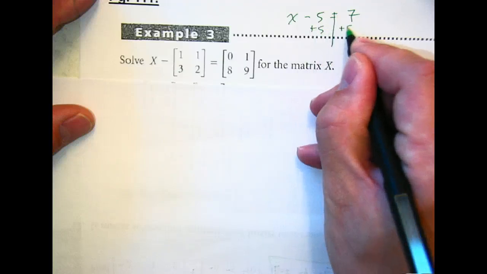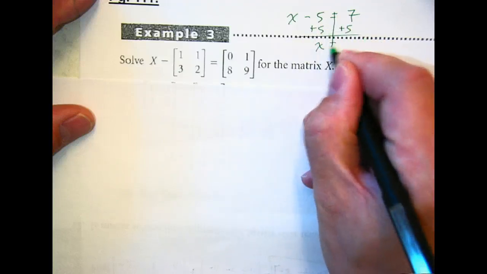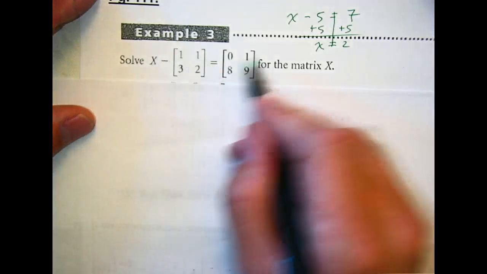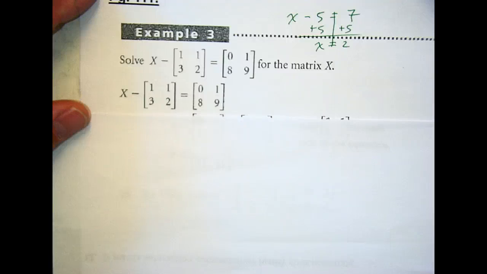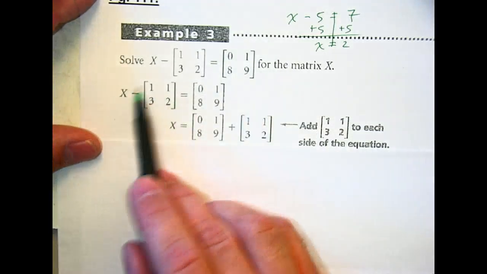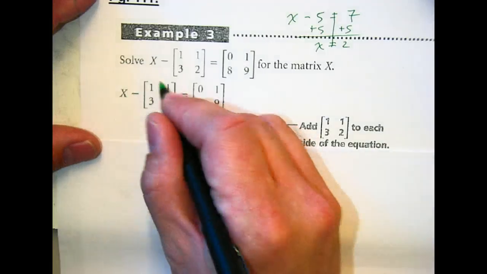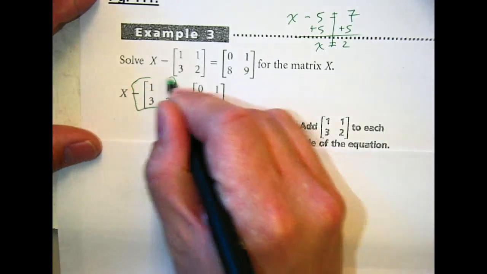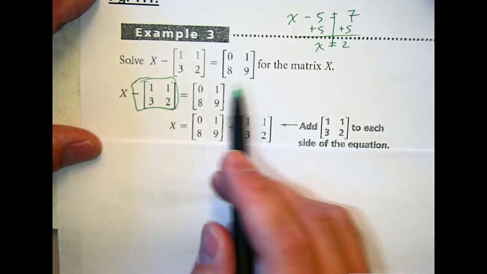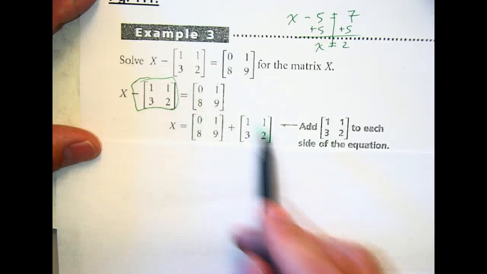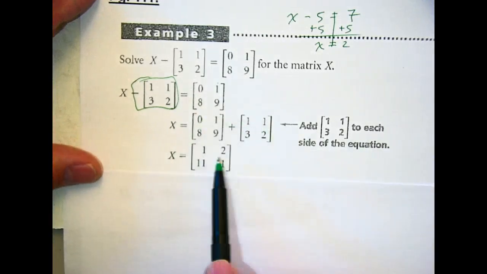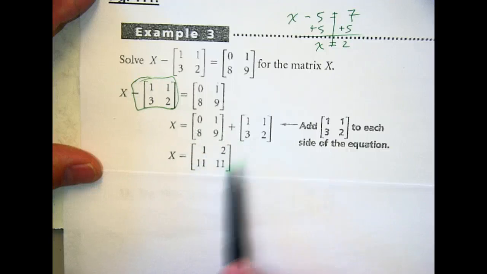Well, the same thing applies in this one here. To solve this, if I want to move this, I need to add this to both sides. Okay? So I'm going to add this part over here and add it here. When I add this matrix to itself, I end up with 0. So I'm left with x plus 0 or just x. And when I add this matrix to this, I get 1, 2, 11, and 11.